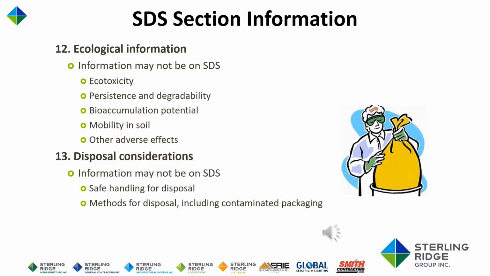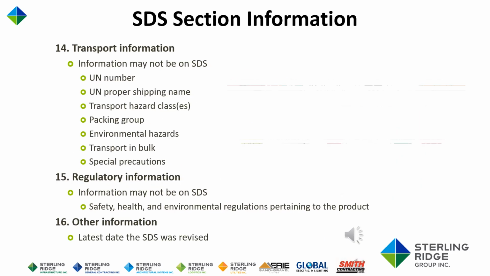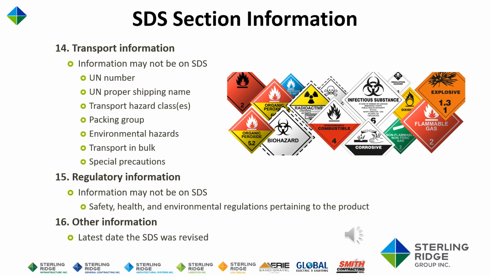12. Ecological information. Information may not be on SDS: ecotoxicity, persistence and degradability, bioaccumulation potential, mobility in soil, other adverse effects. 13. Disposal considerations. Information may not be on SDS: safe handling for disposal, methods for disposal, including contaminated packaging. 14. Transport information. Information may not be on SDS: UN number, UN proper shipping name, transport hazard classes, packing group.